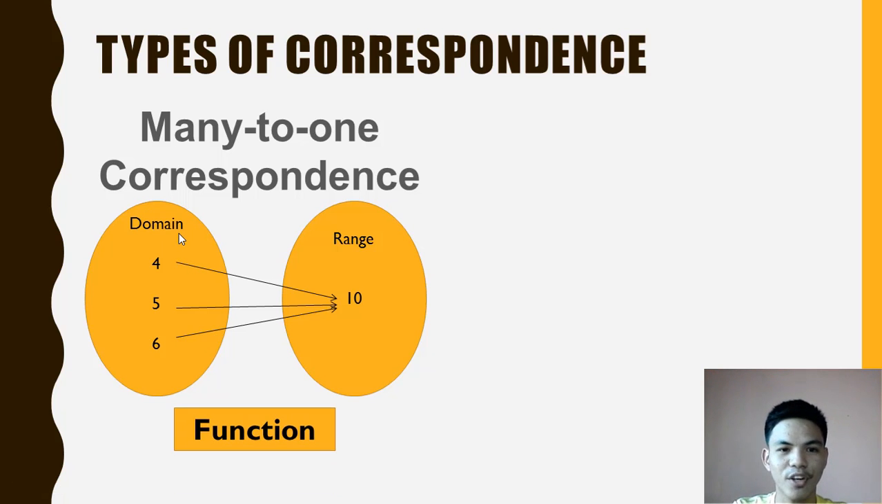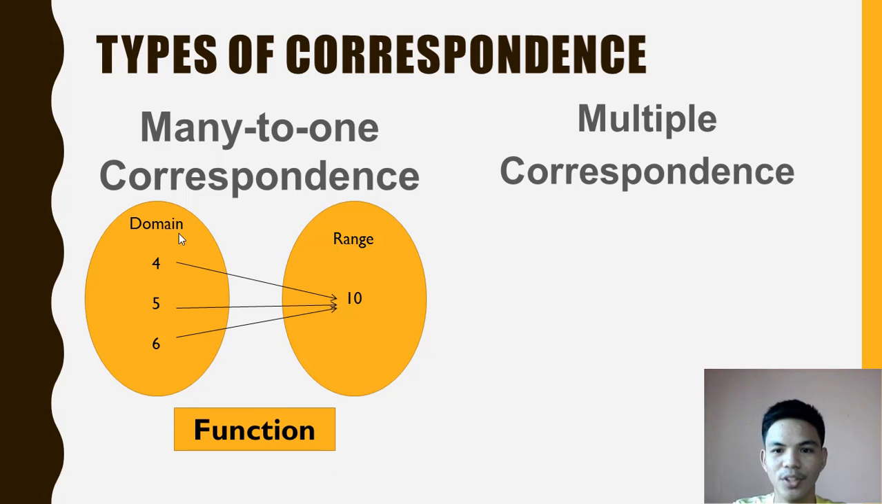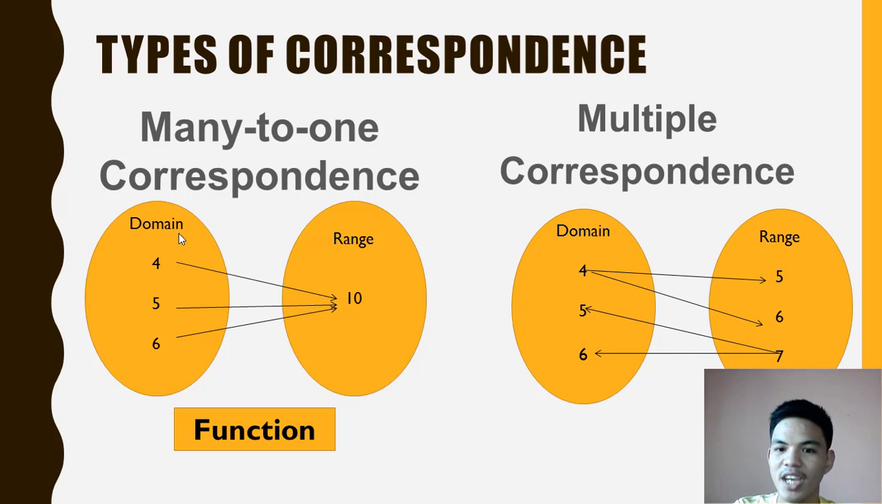And the last type of correspondence is the multiple correspondence, or many-to-many correspondence. So this is the example. For the domain, we have 4, 6, and 5. And for the range, we have 5, 6, and 7. Since in the domain, the element 4 has been repeated twice, this is no longer a function. Instead, it is a relation.